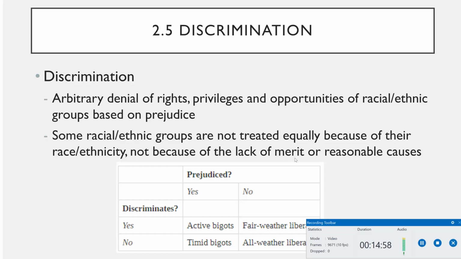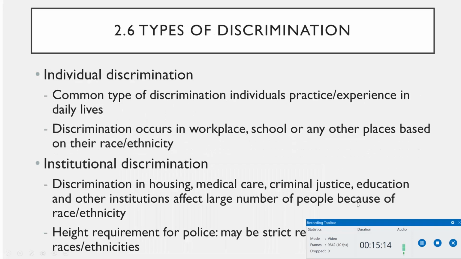So there are many dimensions of discrimination and prejudice. Ethnic bigots are the people who have prejudice and discriminate against other people, but all-weather liberals do not discriminate against other people and don't have prejudice. So there are many types of discrimination. The first one is individual discrimination, and the second one is institutional discrimination.